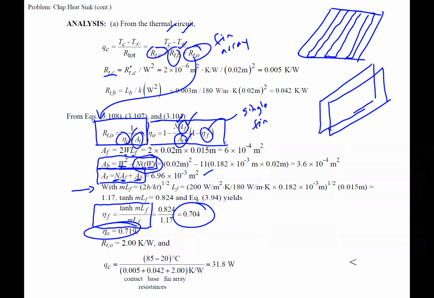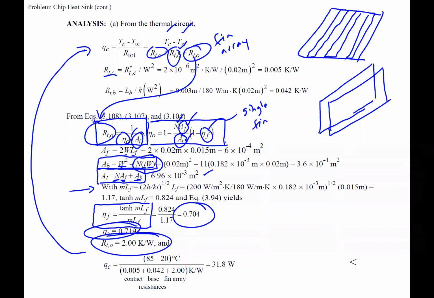Plug it in, get the overall efficiency, we get 71.9%. Plug it in to get the overall fin array resistance, we get 2. Now going all the way back up to here, we can solve for the heat that's dissipated through this fin array, and we get 31.8.